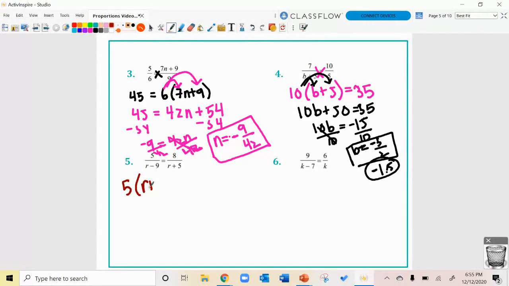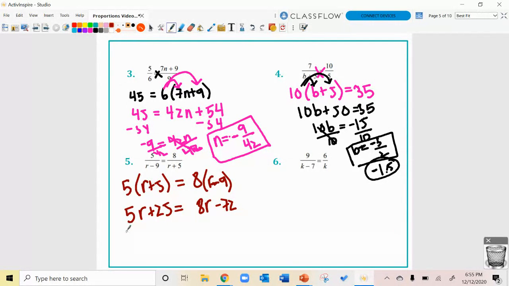So 5 times R plus 5 cross multiply equals 8 times R minus 9. Just remember that cross multiplying only works when I have a proportion, meaning I have 2 fractions or ratios that are equal to each other. Let's go ahead and distribute that 5, and that gives me 5R plus 25 equals 8R minus 72. And that's why I like to write it out so I don't forget to distribute. I sometimes forget that, so that's why I'm showing it that way.